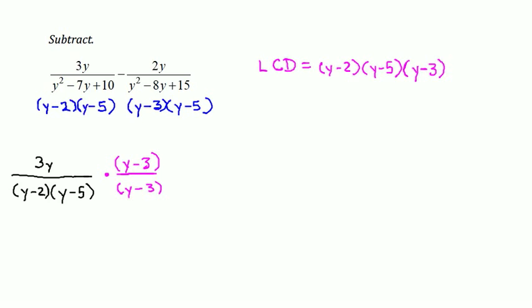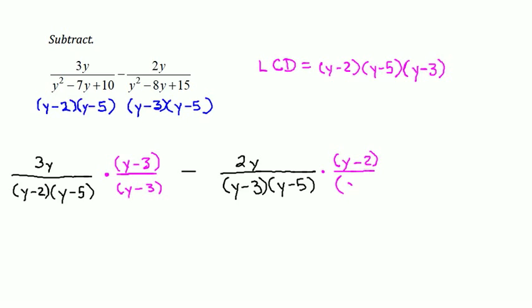My second rational expression, 2y over y minus 3 times y minus 5, is missing a factor y minus 2, so I am going to multiply both the numerator and denominator of this by y minus 2.